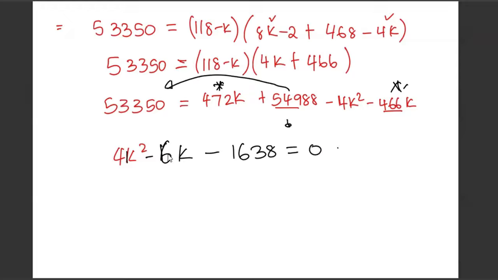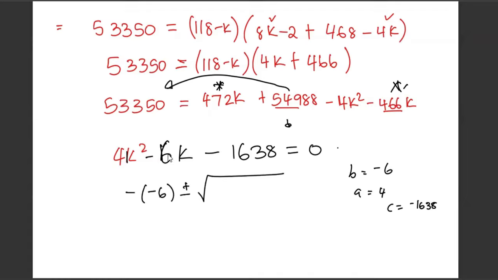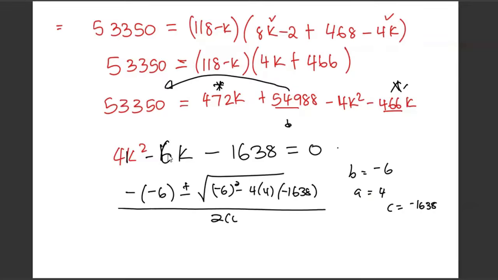All right, so we have this. Feel free to use your quadratic formula. So your B is negative 6, your A is 4, then your C is negative 1638. You can even divide through by 2. There is no problem with that. Okay, so if I punch this into my quadratic formula, plus minus square root of negative 6 squared minus 4, the A is 4, the C is negative 1638. Everything is divided by twice 4.